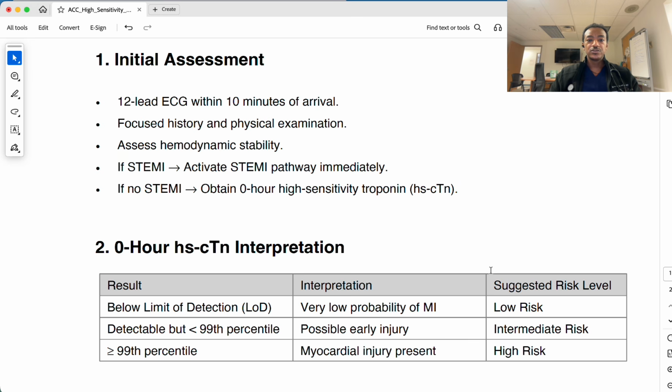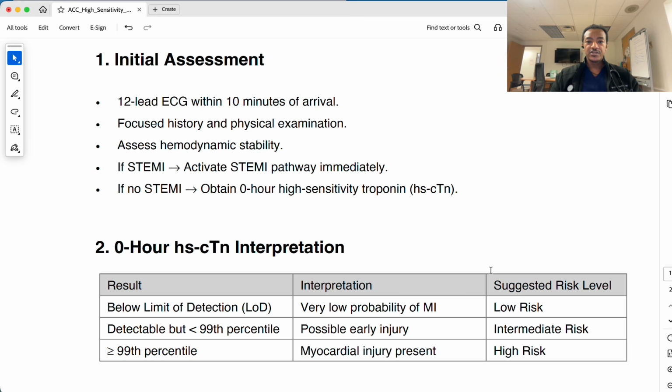So the next thing is to do a focused history and physical exam, and then you assess if the patient is hemodynamically stable or not. And if the EKG shows STEMI, don't worry about ordering any other labs or tests or anything. Just activate the cath lab, take the patient to the cath lab and get the angiogram done.